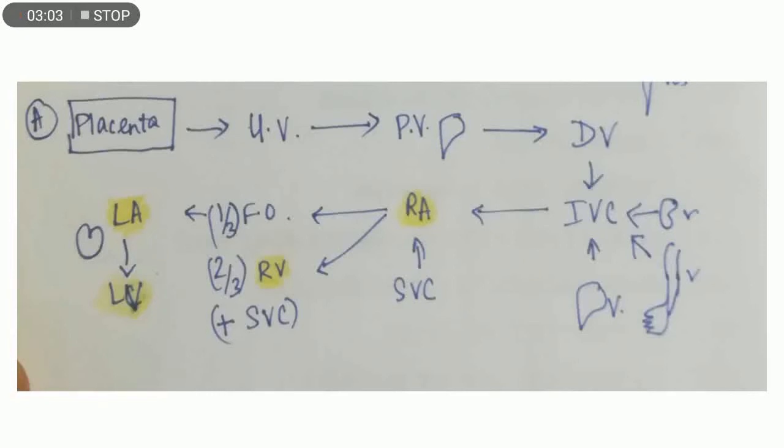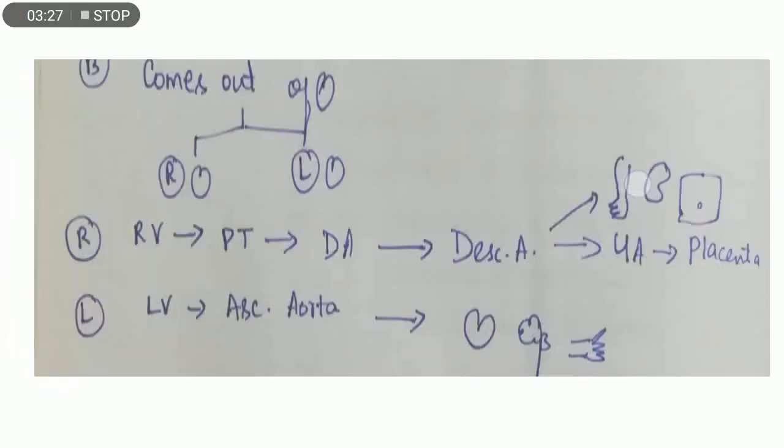A point to be noted is that the SVC carries deoxygenated blood, whereas the inferior vena cava has both oxygenated and deoxygenated blood, which basically means that this blood has better oxygen saturation, which means this blood is better for the brain, right? So let's see where this blood from the heart goes. We read it under two heads, that is how the blood leaves the right heart and the left heart.